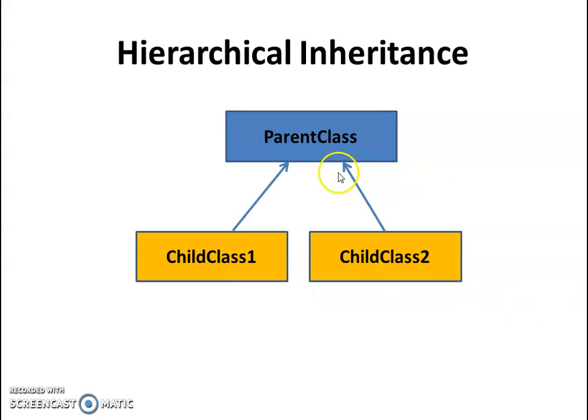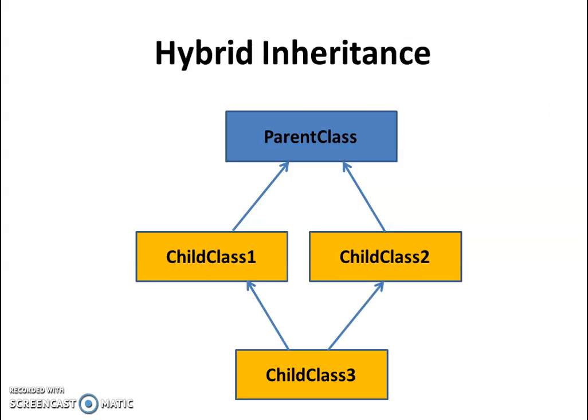In hierarchical inheritance, we have two or more child classes derived from one parent class. Next, we have hybrid inheritance, which is the combination of more than one type of inheritance. As you can see over here, this is the combination of multiple inheritance and hierarchical inheritance. So in hybrid inheritance, we have the combination of more than one type of inheritance.